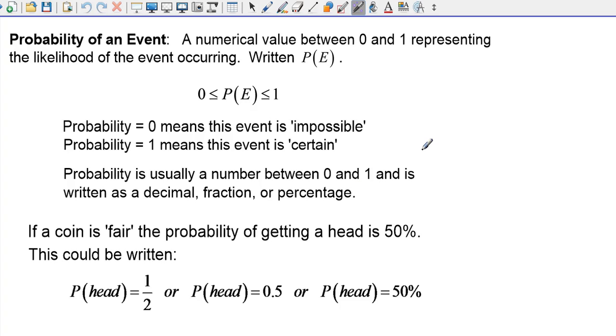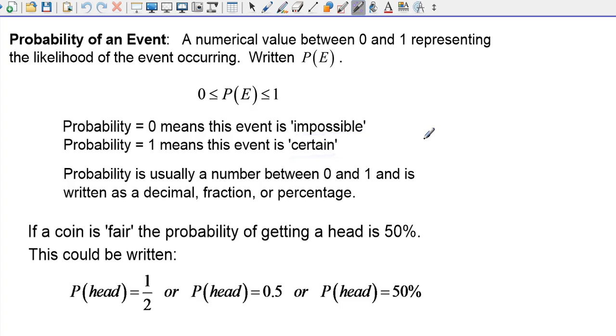Okay, so the probability of an event, that's just a numerical value between 0 and 1, which represents how likely the event is to occur. It's written with a capital P, almost like an algebraic function, the probability of, and then in function notation, inside the parentheses, we include the event that we're finding the probability for. So probability of an event has to be between 0 and 1. Probability of 0 means the event is impossible. A probability of 1 means the event is absolutely certain. But usually probabilities are numbers between 0 and 1, and we can write that as either decimals, fractions, or percentages.